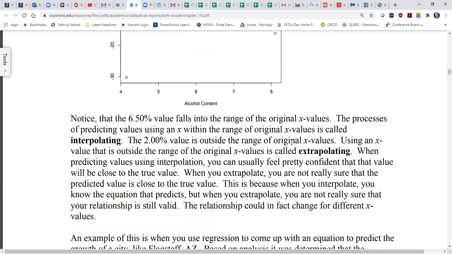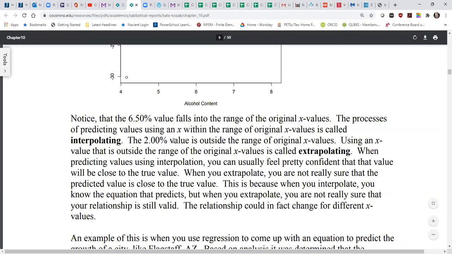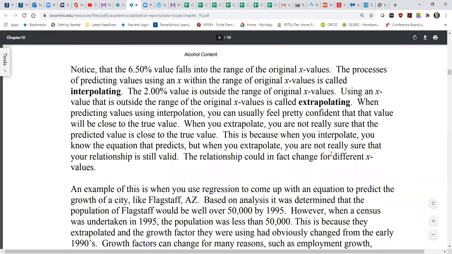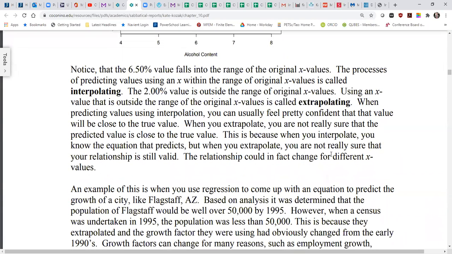Yeah, interpolating is if the data is within the range of the original value, we call it interpolating. Okay. So if it's outside, we call it extrapolating. So usually we use interpolation in order to predict the values.